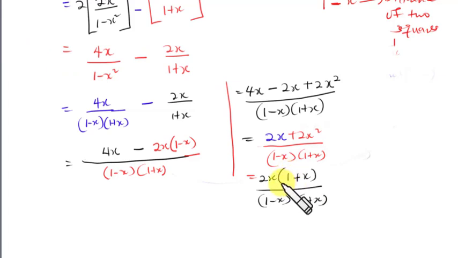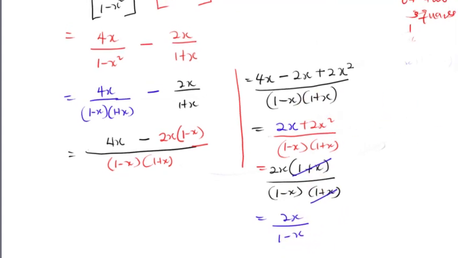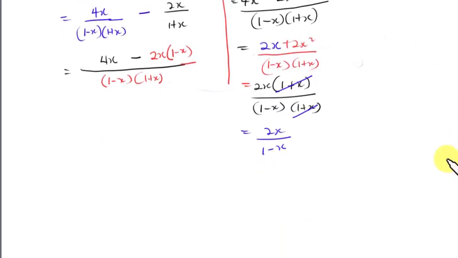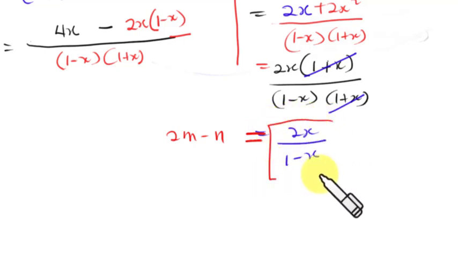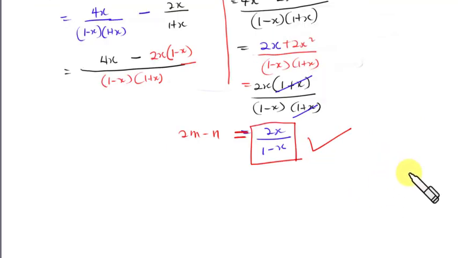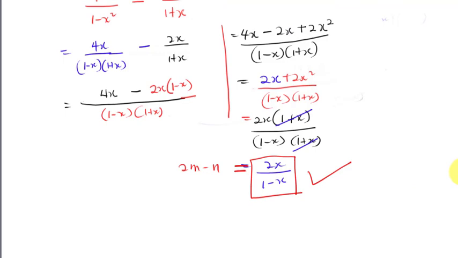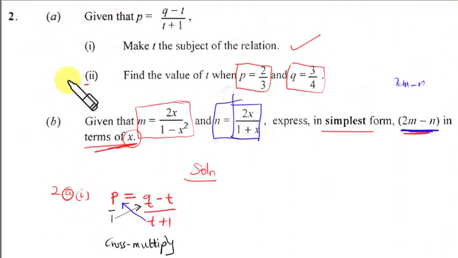We have 1 plus x on top canceling 1 plus x below. So eventually what we get on top is 2x, and what we get down here is 1 minus x. So if we express the expression 2m minus n in terms of only x, that is what we get: 2x all divided by 1 minus x, and that should be the answer. So that is all for question number 2 of the 2021 WASSCE core math question, and this is how we solved it.